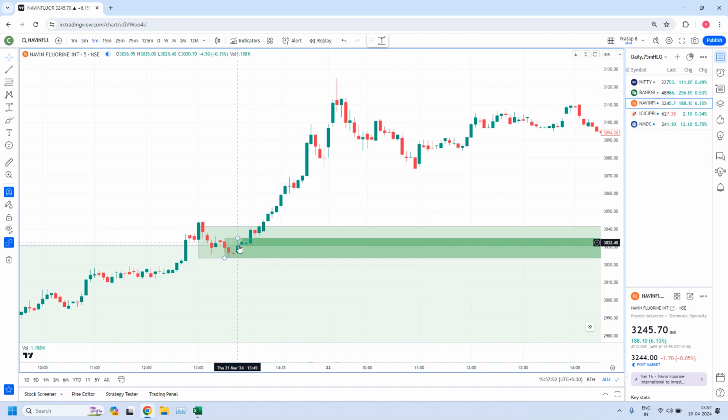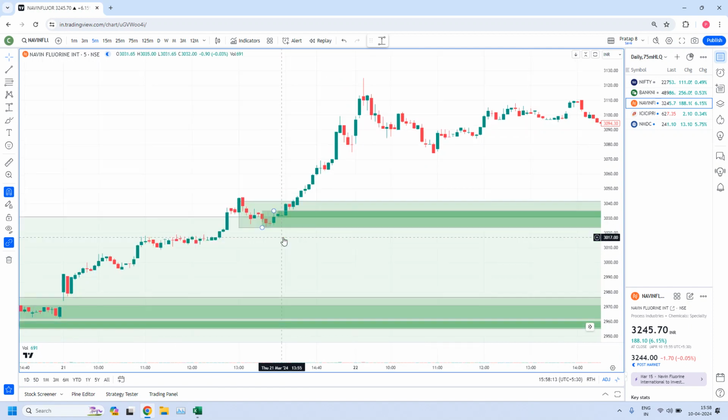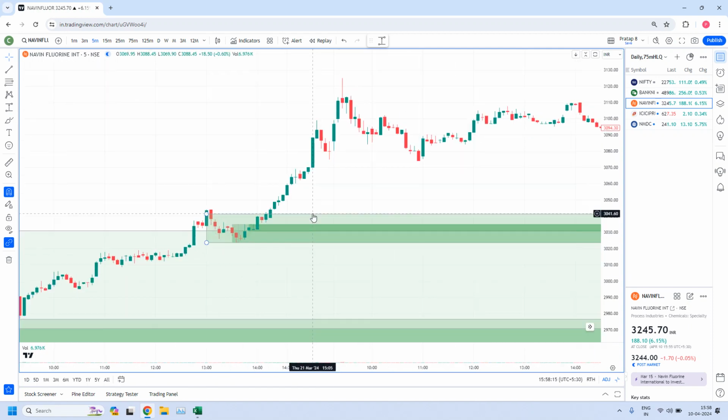So this fine tuned 5 minutes is having confluence with the daily high liquidity zone. Of course, this 5 minutes is inside 15. The 15 is inside 75 minutes. 75 minutes is inside daily. The 5 minutes is also exactly at the proximal line of this daily zone. Sometimes these zones are very powerful.